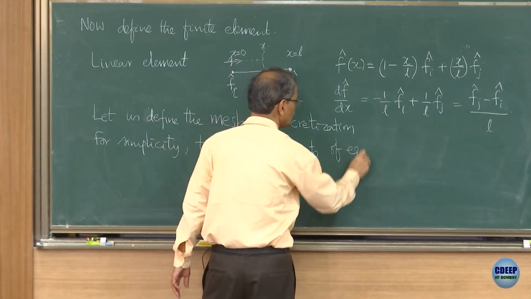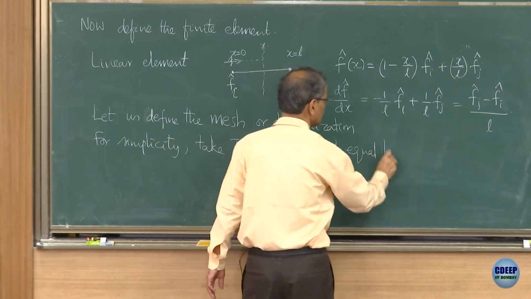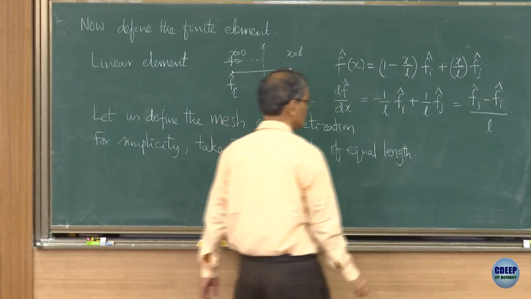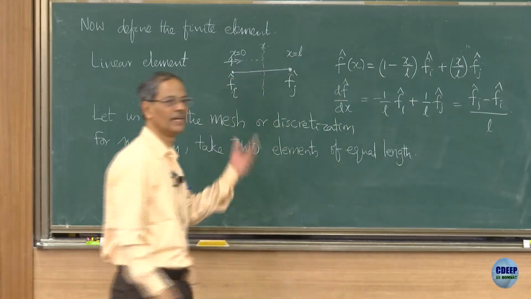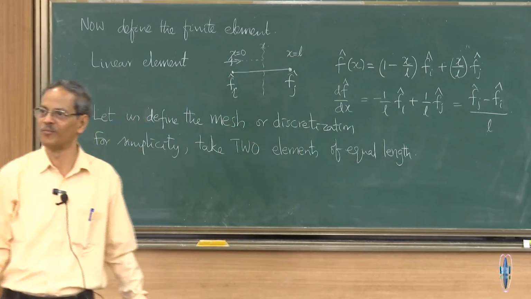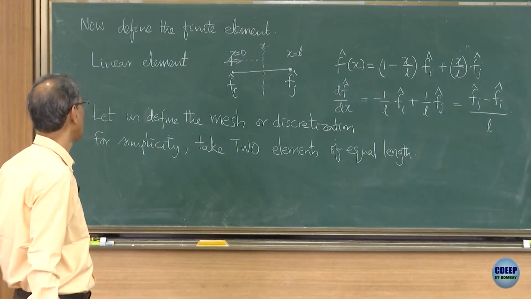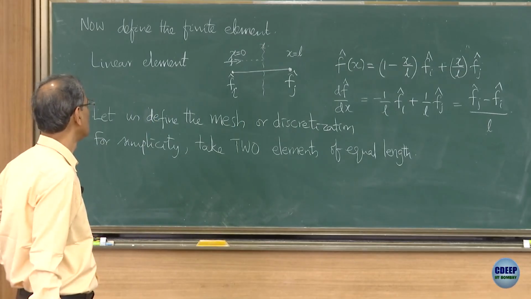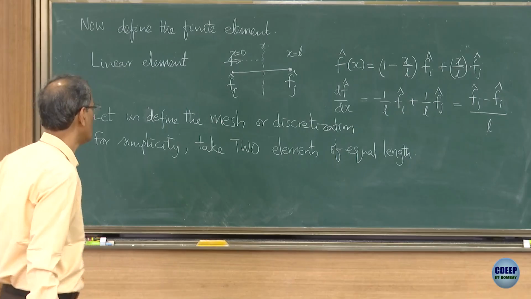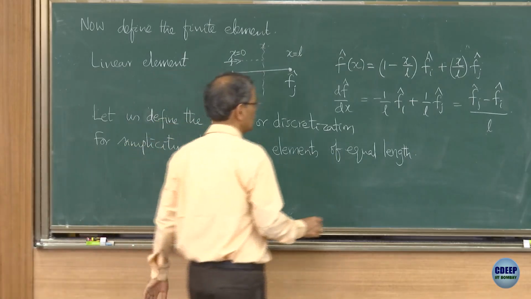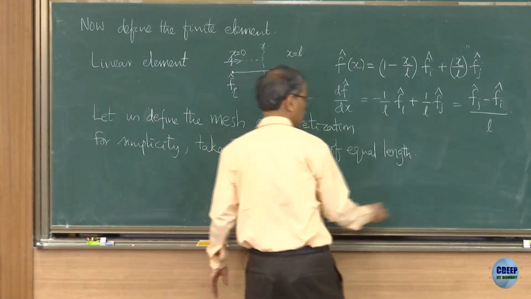Two elements of equal length. I will substitute L by 2 later on at the end, but two elements of equal length, that is for simplicity. Okay. So, f of x over that mesh, let me draw the mesh for you here.